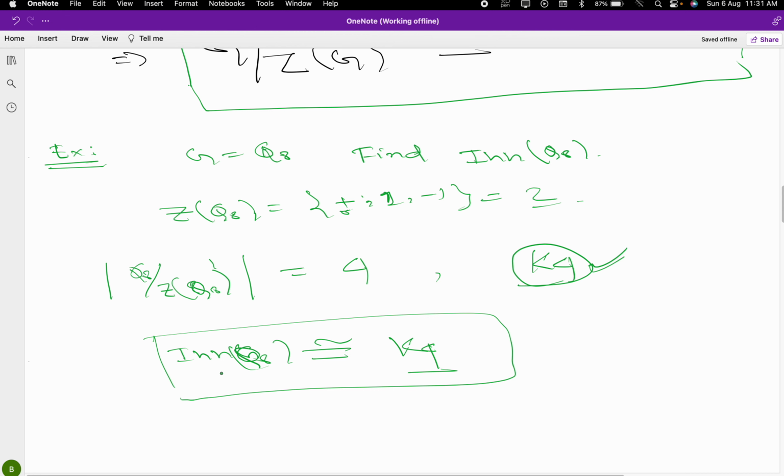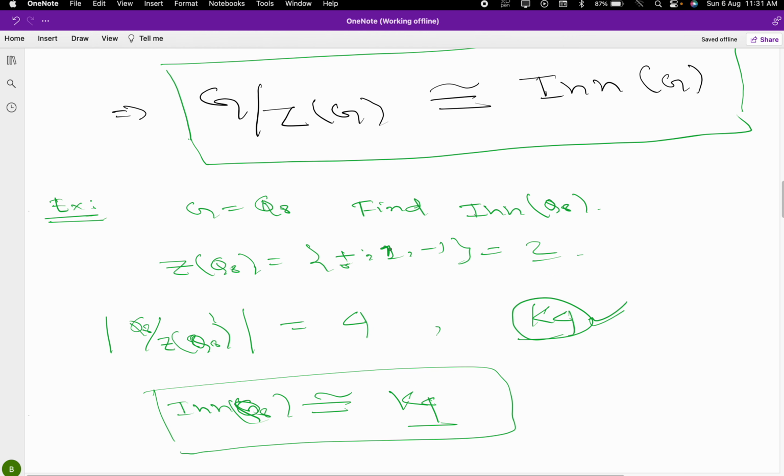This is one example. You can create many examples, so you don't need to worry about that. If someone asks about the inner automorphism of any group G, you just find the center of this group and apply this theorem, G by Z(G), and you will definitely be able to make some conclusion from this. Otherwise, handling the inner automorphism of G is a little bit difficult.